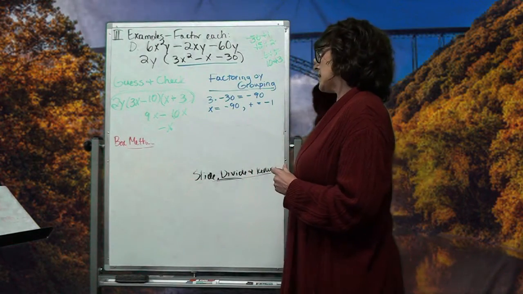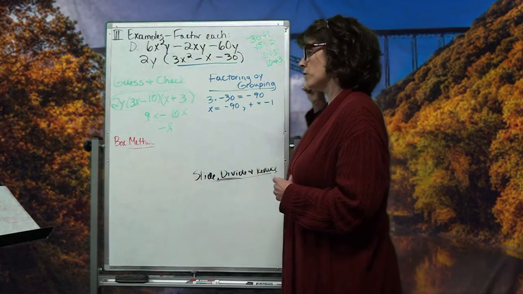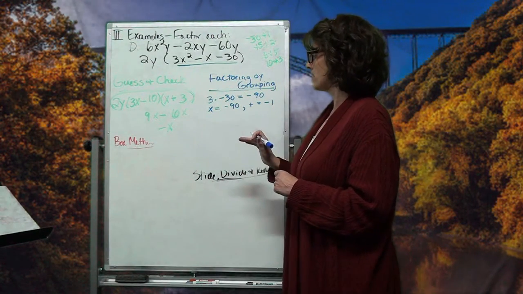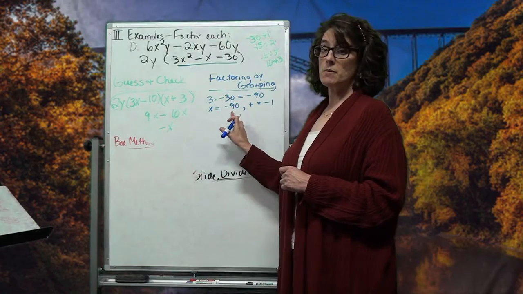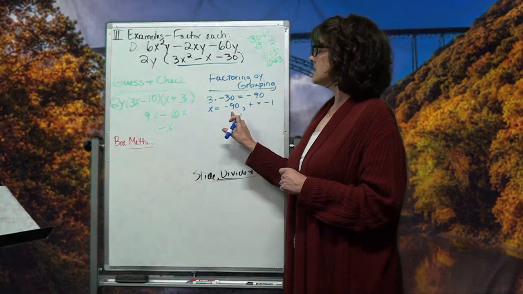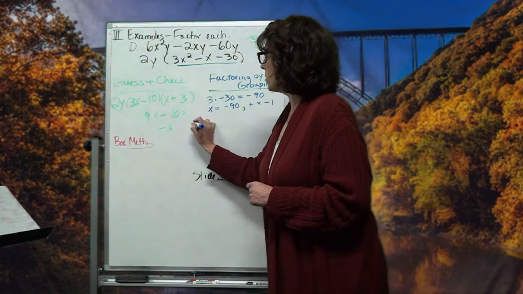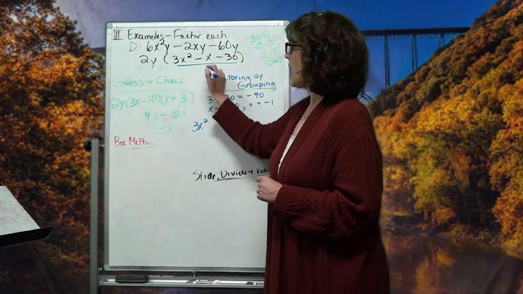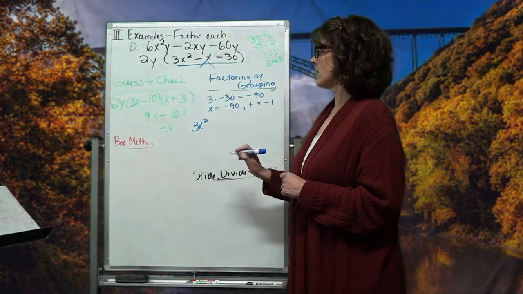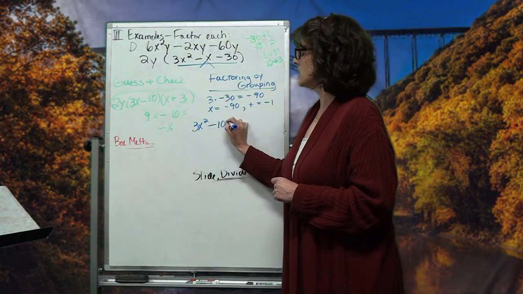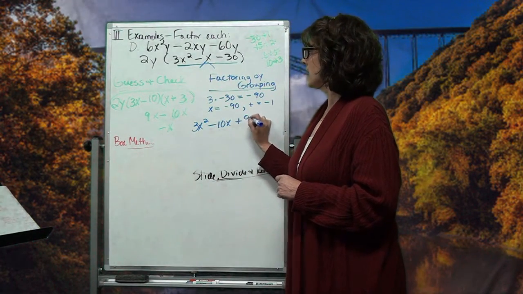Those two numbers are going to be negative 10 and positive 9. Negative 10 times positive 9 is a negative 90. Negative 10 plus that positive 9 will give me a negative 1. So I'm going to take my trinomial, my 3x squared. I'm splitting up that term right there. It splits as a negative 10x plus a 9x.